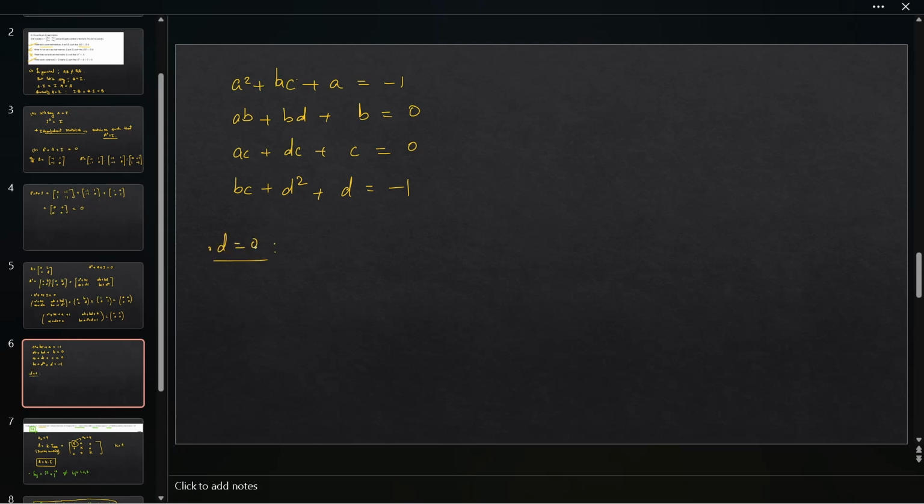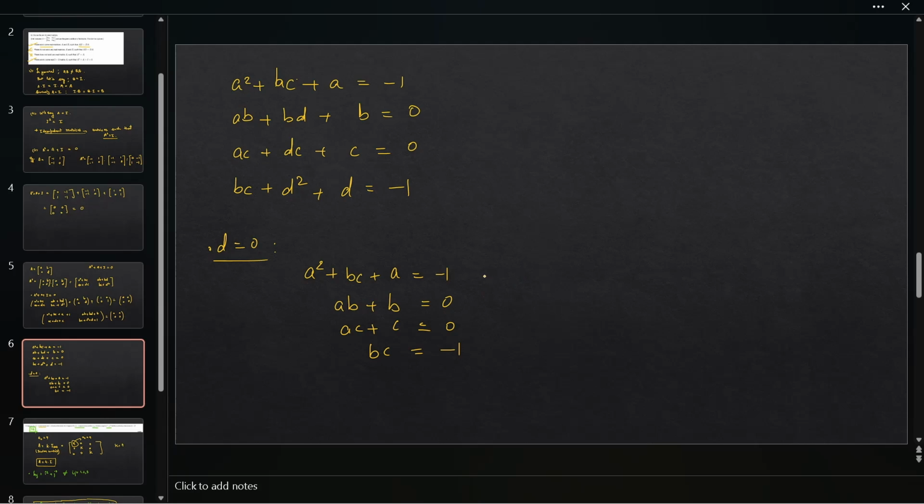Because I know if I take D equal to 0, the equations will get more simplified. So if I take D equal to 0, I'll be left with this equation A square plus BC plus A equal to minus 1. Then I have AB plus B equal to 0. Then here I have AC plus C equal to 0. And then I have BC equal to minus 1. So these are my new 4 equations.